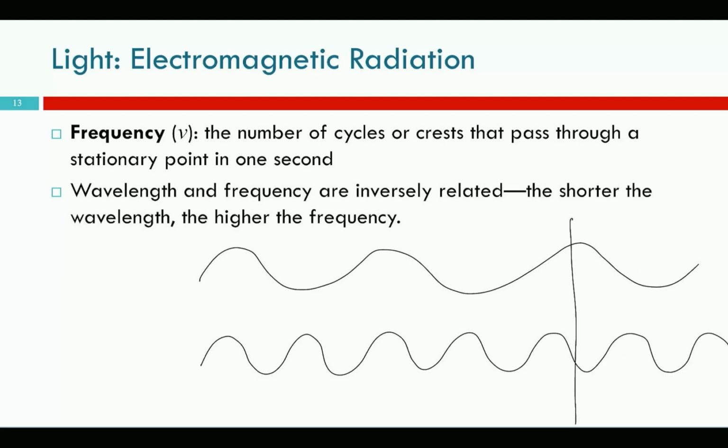Something with a long wavelength, is it going to have a higher or lower frequency? Lower frequency, right? If we've got more distance between the peaks, then I'm going to have fewer peaks crossing any point per amount of time. So wavelength and frequency are inversely related. Shorter wavelengths, higher frequency. Longer wavelengths, lower frequency.